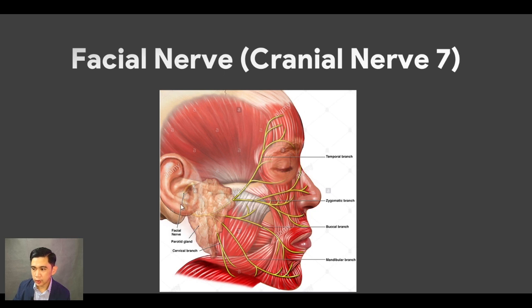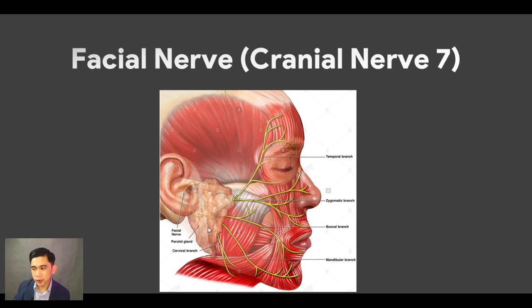Then it goes forward, passes through the parotid gland, and divides into several divisions and branches. Typically, there are two divisions, the upper division and the lower division. The upper division typically comprises the temporal branch, which innervates the upper facial muscles and the muscles near the eyebrow, and the zygomatic branch, which typically innervates the muscles of the cheek, the nose, and the upper lips.